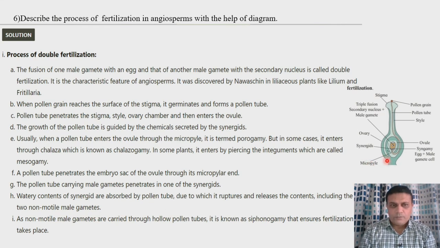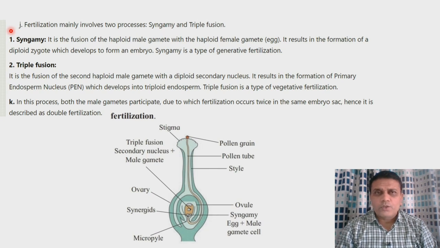So, the pollen tube tip absorbs watery content from the synergid and it breaks and releases male gametes inside the embryo sac. Now, you know that male gametes are non-motile and are carried through the pollen tube, which is hollow. Hence, the phenomenon is called siphonogamy. The process of fertilization involves two steps. The first one is syngamy and the second one is triple fusion.